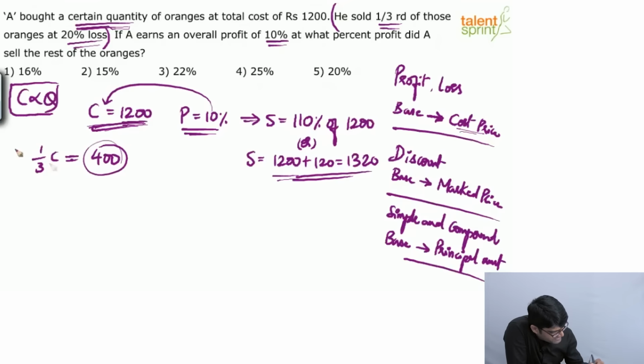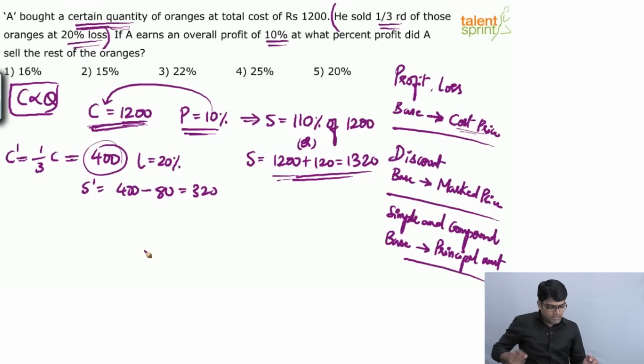400 is the cost price now. This is like a new cost price. Are you able to follow? C dash, let us say, some part of the cost price. C dash is 1/3 of the original cost price, which is 400. On this, he has made a loss of how much? 20%. So what will be the selling price? S dash, cost price 400 minus 20% of cost price, which is 80, 320.